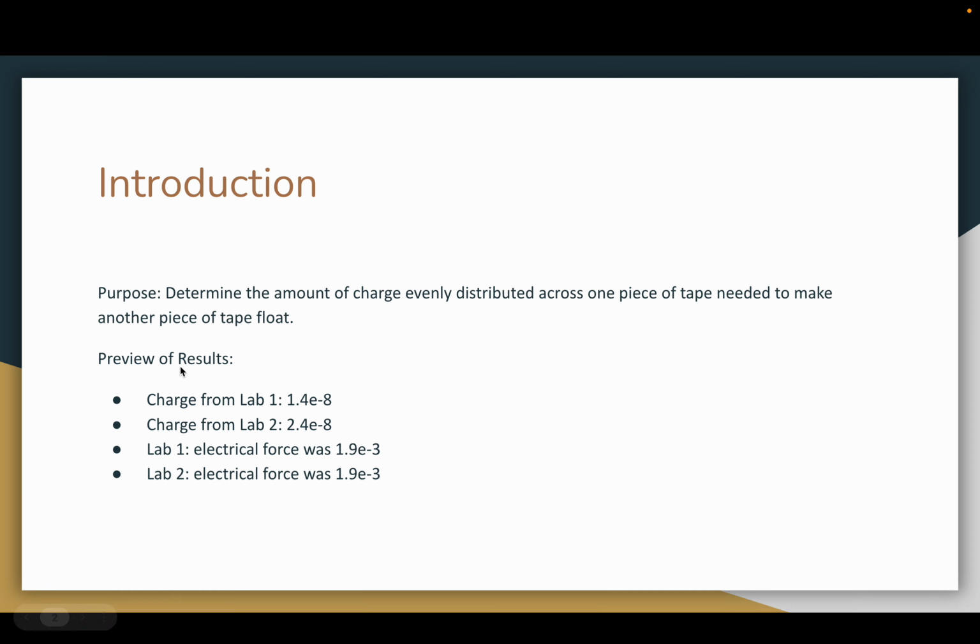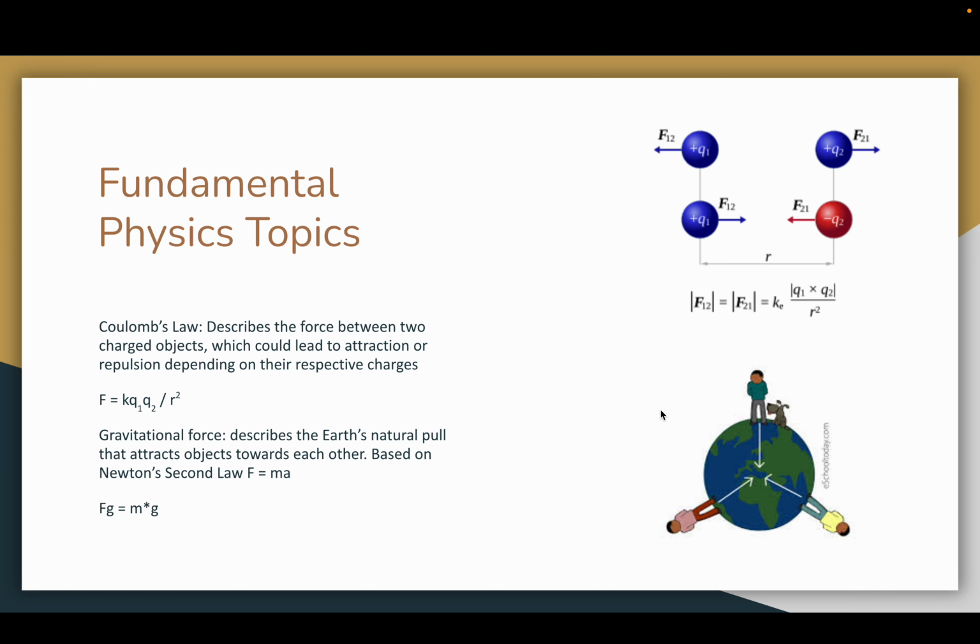And just for a quick preview of results, the charges that we got from labs 1 and 2 were both different. The charge from lab 1 was 1.4e-8. From lab 2, it was 2.4e-8, so it doubled between those two. Now the electrical force in these two labs was the same. It was 1.9e-3 for both of these labs right here. And we'll talk a bit more about that in a little bit.